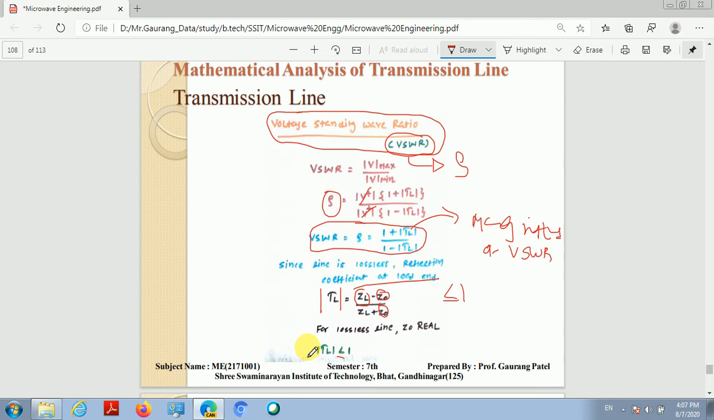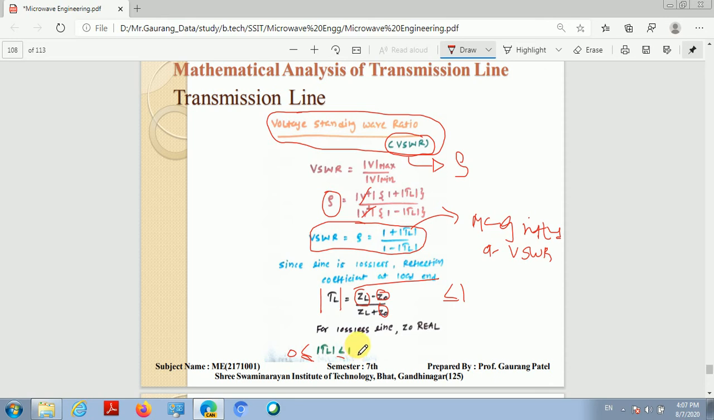Okay, and the lower bound is 0. So the value of the reflection coefficient varies between 0 and 1. It is greater or equal to 0, and less or equal to 1.